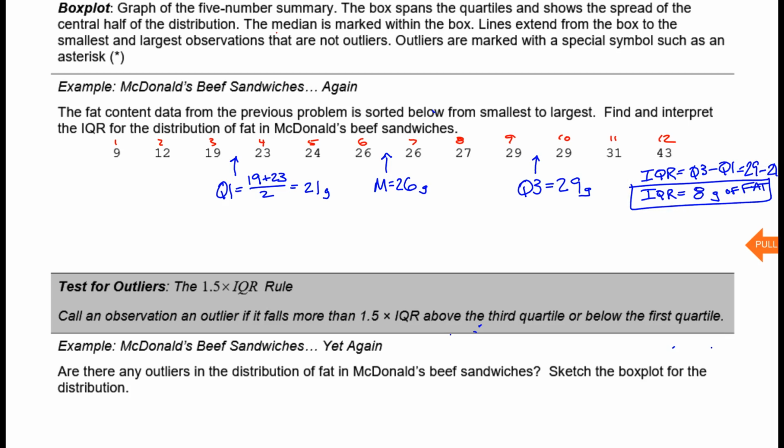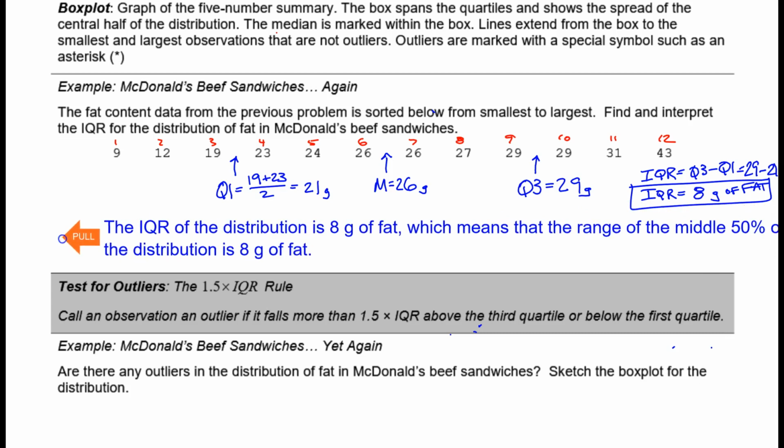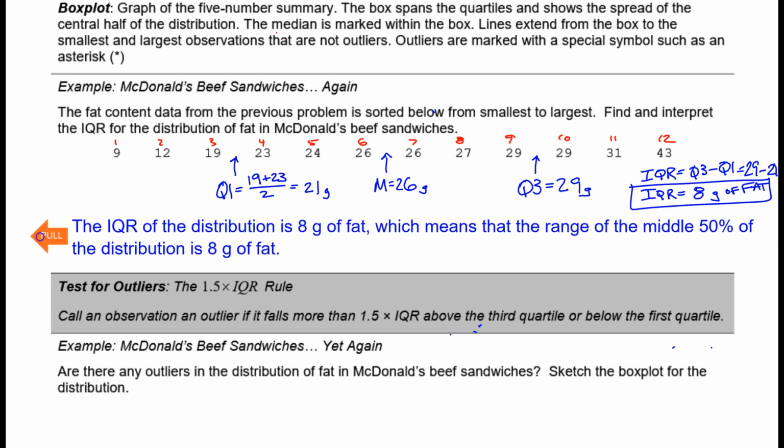Now let's go ahead and mention something about its interpretation. The IQR of the distribution is 8 grams of fat, which means that the range of the middle 50% of the distribution is 8 grams of fat.